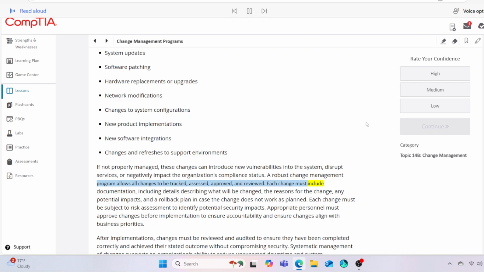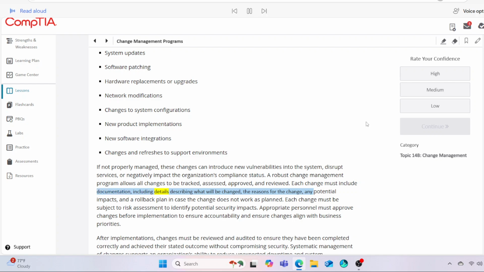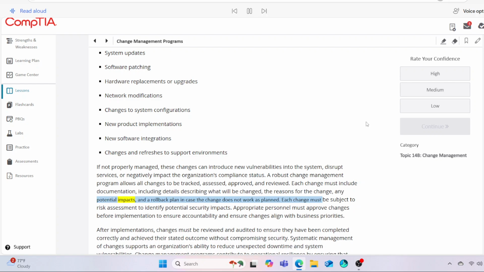Each change must include documentation, including details describing what will be changed, the reasons for the change, any potential impacts, and a rollback plan in case the change does not work as planned. Each change must be subject to risk assessment to identify potential security impacts.